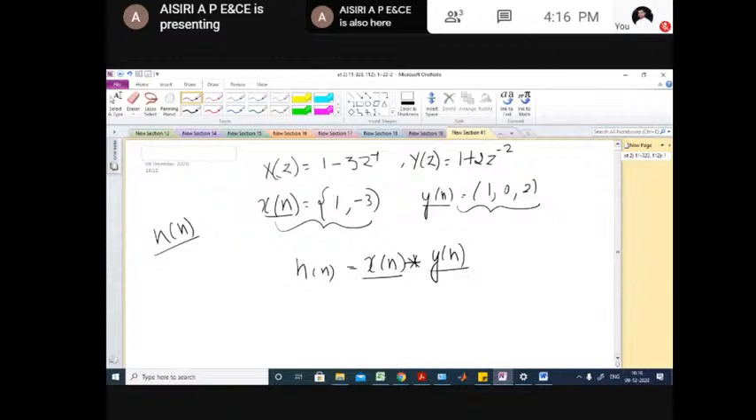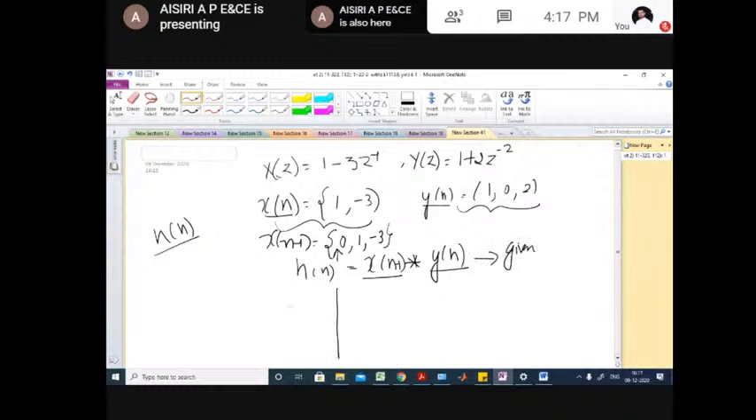So what is x of n minus 1? The question says h of n is given by x of n minus 1 convolved with y of n. So I want to obtain x of n minus 1. How will I obtain it? I'll delay the sequence, so that is 0, 1 and minus 3. So n is at 0 now. Now to obtain this particular h of n, x of n minus 1 will be convolved with y of n. This is given in the problem.